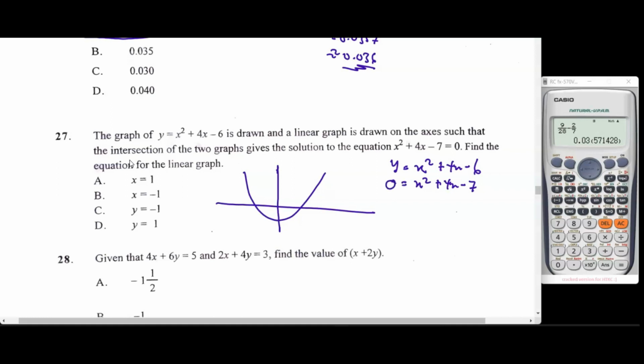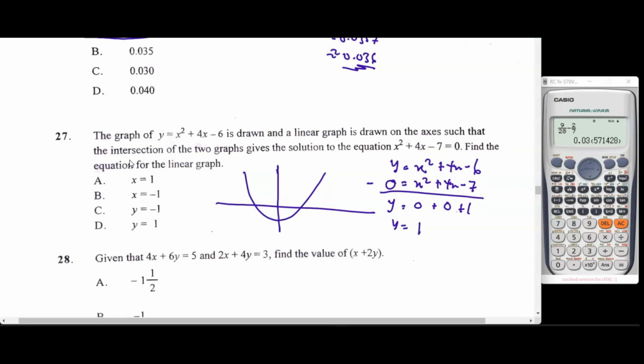So in this case, from whatever we have here, we are subtracting. So y minus 0 will give us y. x squared minus x squared will give us 0. 4x minus 4x will also give us 0. Negative 6 minus negative 7 will give us positive what? 1. Positive 1. And therefore, y, which is the equation we are looking for, will be equal to positive 1.